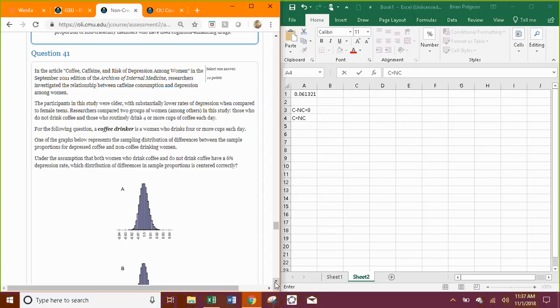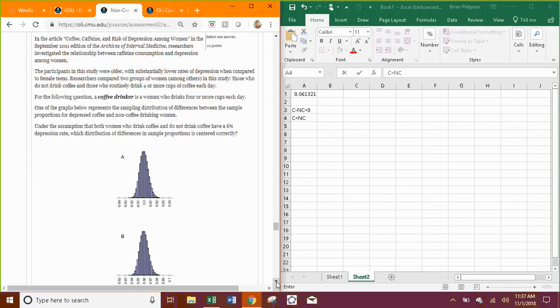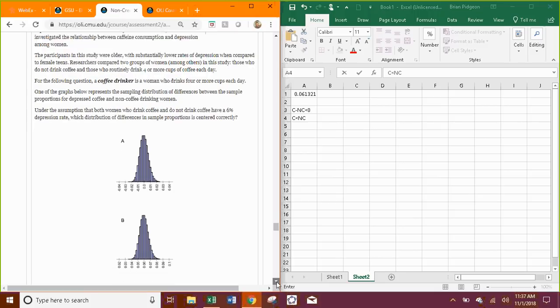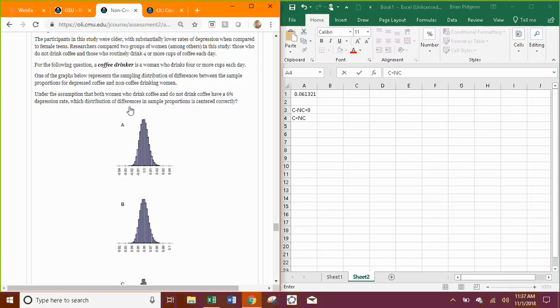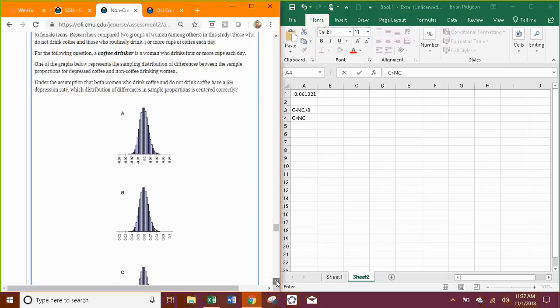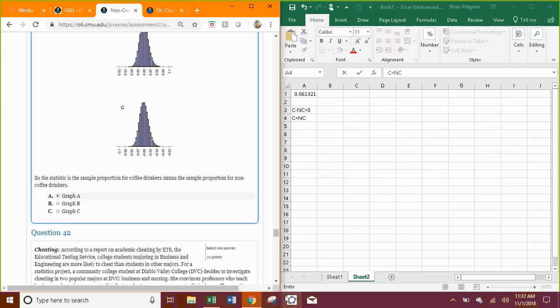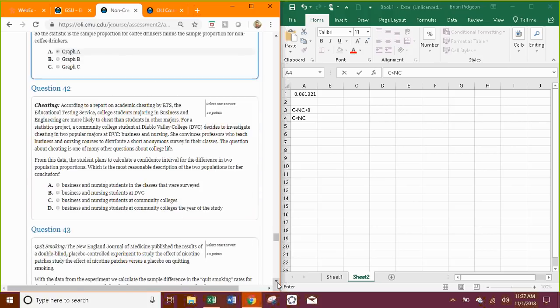So the following question: one of the graphs below represents a sampling distribution of differences between these sample proportions of coffee drinkers. Under the assumption that both women who drink coffee and do not drink coffee have a 6% depression rate, which distribution is centered correctly? Well, if you're assuming that both groups have a proportion of 0.06, that means that your sampling distribution is going to be centered at 0 because you're looking at the difference. So if you're assuming that they have the same proportion, the difference is 0. So A.